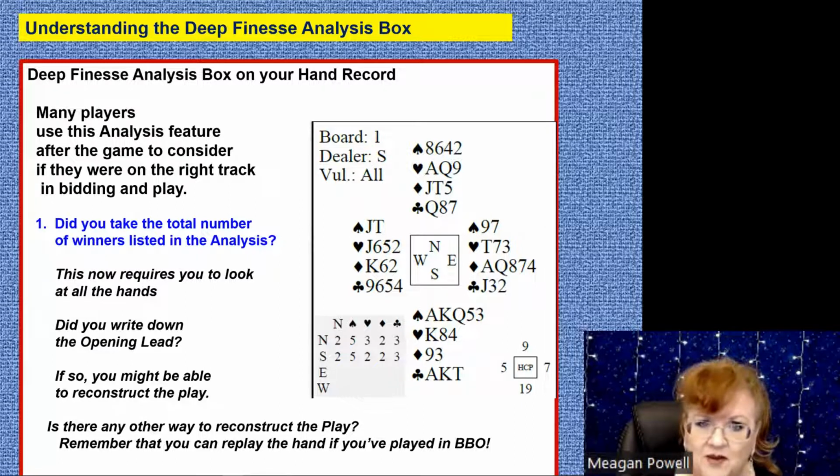But remember, you can go back into Bridge Base, BBO, select the actual hand from your game and replay it, and it will start with the actual opening lead that was made. You can go to our website to remind yourself how to do that. We have a little short handout and video for that.